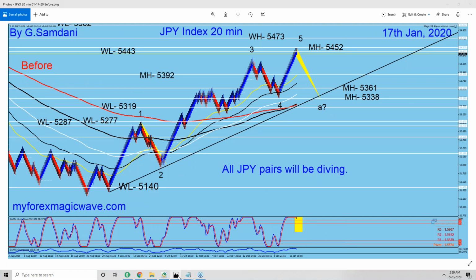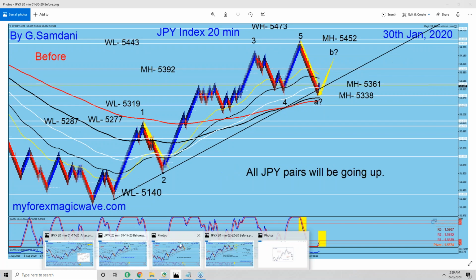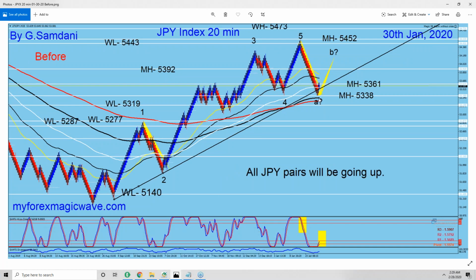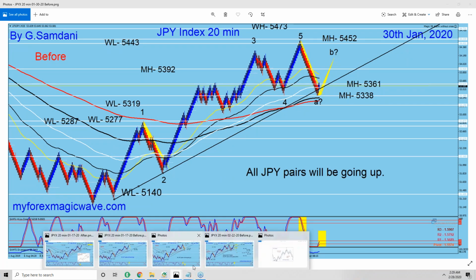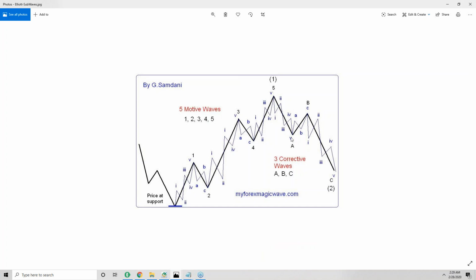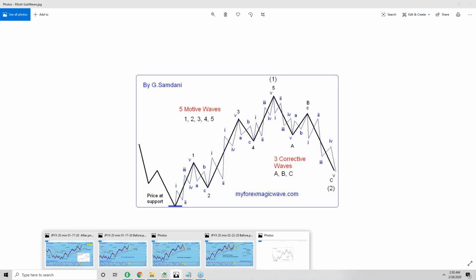The next chart was that once we got there, I said we're going to go up for wave B, just like in this diagram here, right? You're supposed to come here A, then B, make a head and shoulder here, and then come down for C. When this index goes up, all yen pairs will go up. When this yen index comes down, all yen pairs will come down.